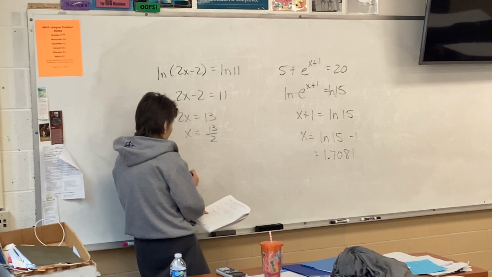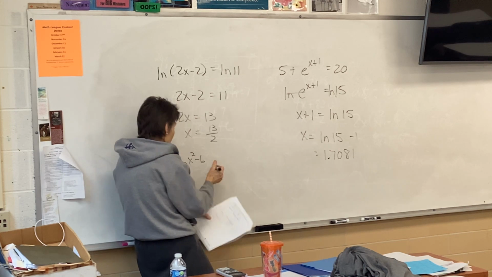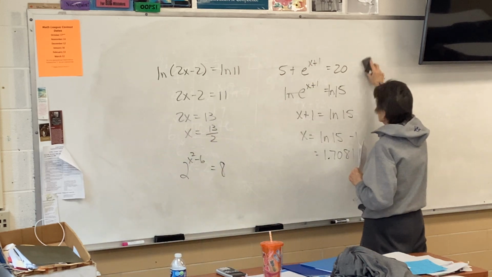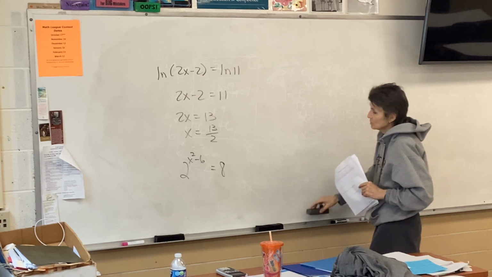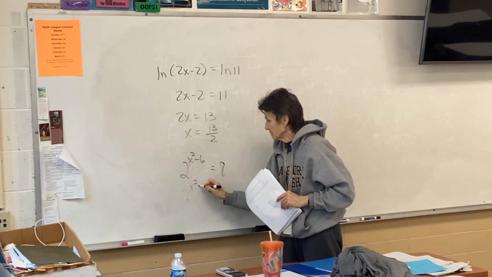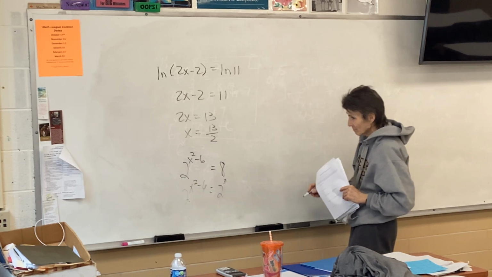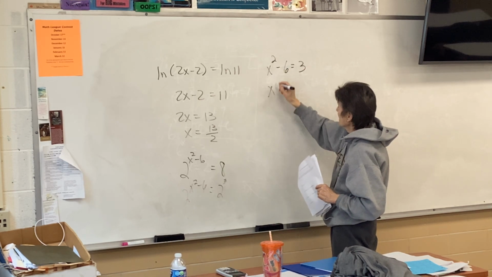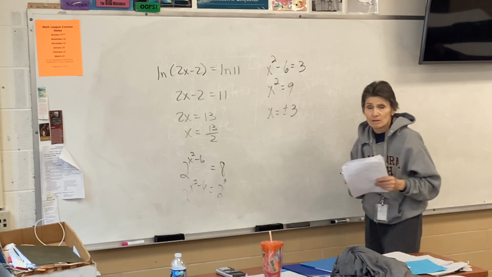Next, we got a little exponential. 2 to the x squared minus 6 equals 8. Now, unlike this one that I'm erasing right here, we do not need logarithms. You could use logarithms, but you don't need them because 8, as you know, is 2 cubed. So, x squared minus 6 equals 3, x squared equals 9, and x equals plus or minus 3.